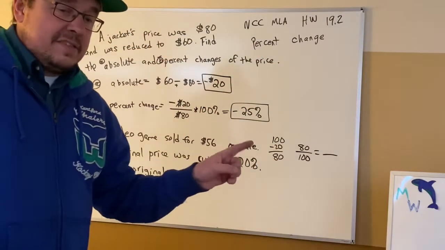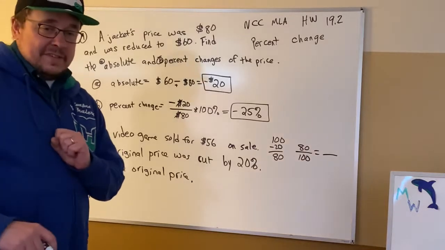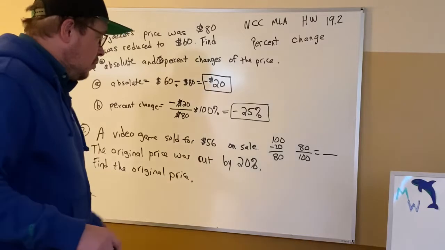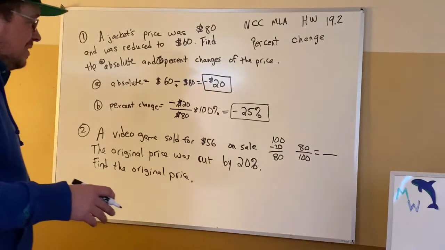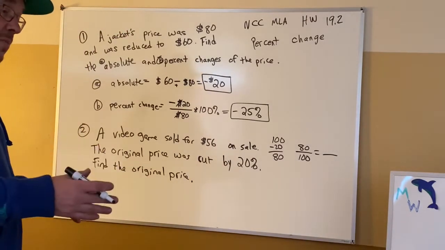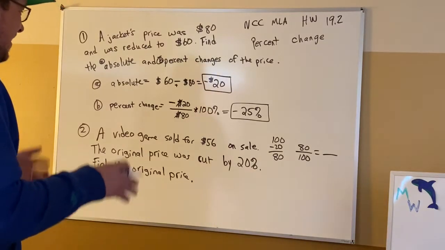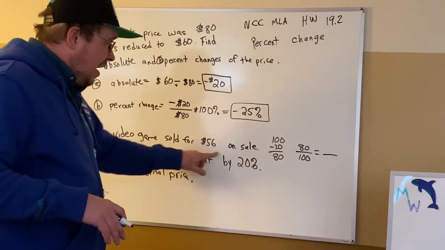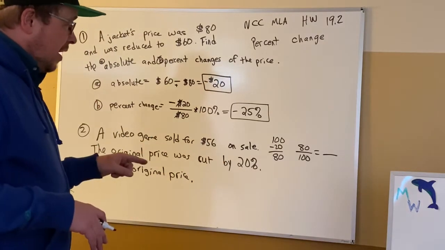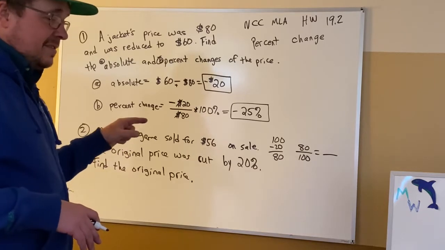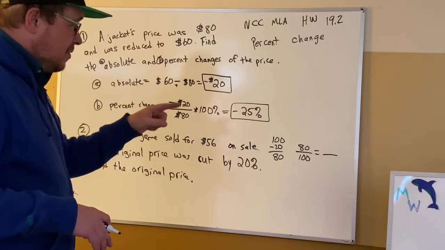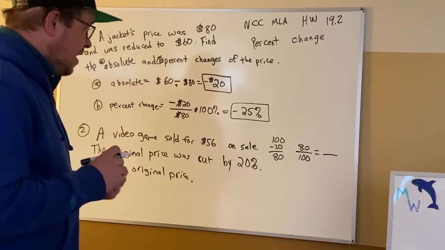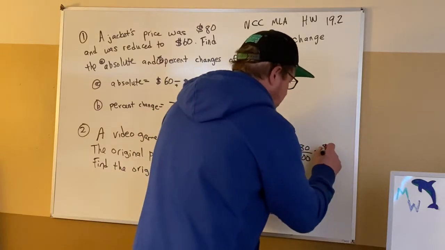The new price is made up of the old price. So new is and old of. The original price was cut by 20%. So what happens is the original price was 100% and the new price goes with 80%, and they gave me something. They said a video game sold for $56 on sale. So the sale price on this one is the lower price, the 80% of the other big numbers. So the lower price is where the 80% is on top. That's where my $56 goes.